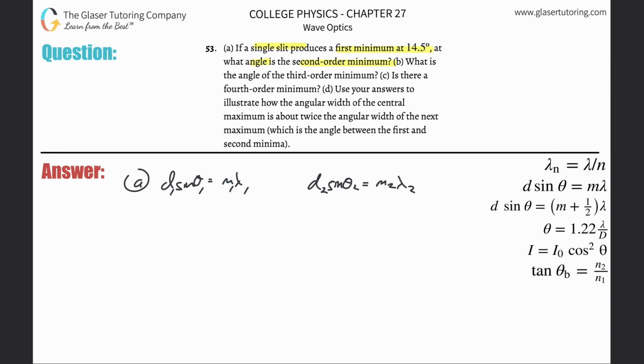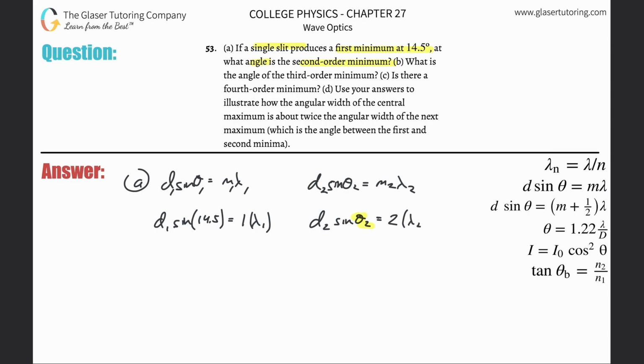Now, what we're trying to do is find the angle of the second order minimum. They told us the first order minimum. In other words, they told us theta 1 and they told us m1. So let's just plug that in. Sine of 14.5 is equal to 1 multiplied by wavelength 1. Same thing for the second equation, though they are now asking us for theta 2. Keep that in mind. The m now is the second order, so that's 2. And the wavelength, I also don't know.